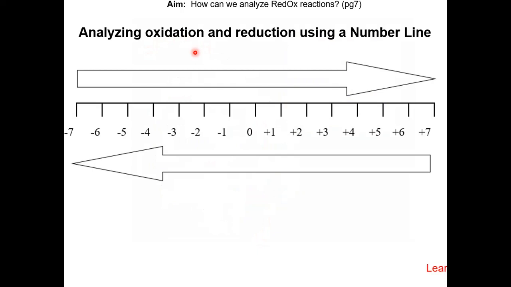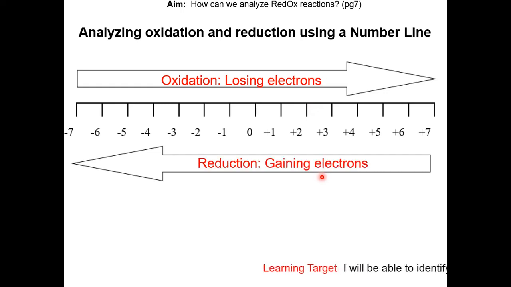Now let's analyze oxidation and reduction using a number line. From left to right is oxidation. As you're losing electrons, your oxidation number becomes more positive. From right to left, it is reduction. You're gaining electrons. The oxidation numbers become more negative.